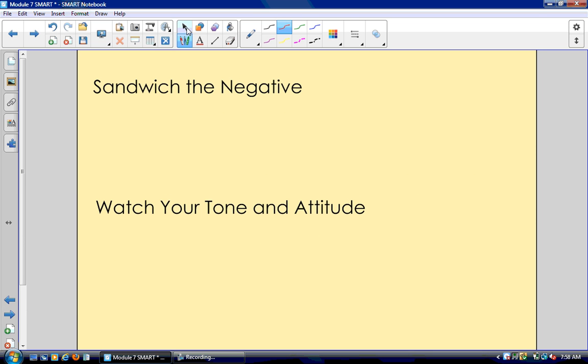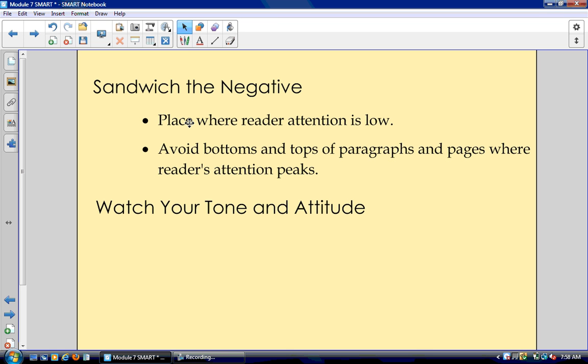We talked in Module 11 about sandwiching the negative. That really helps us to place the negative where reader attention is lowest, so that where reader attention is high, at the tops and bottoms of our message, is where our positive is really emphasized, and that will help focus their attention on the positive.